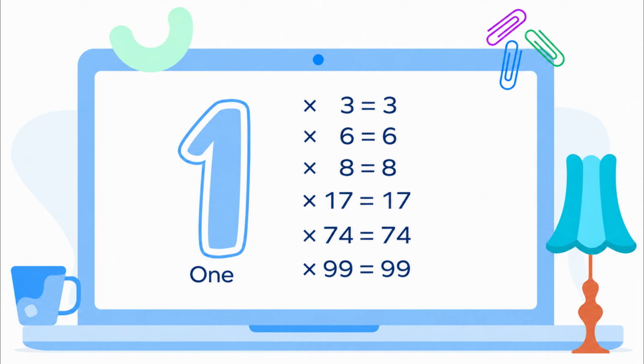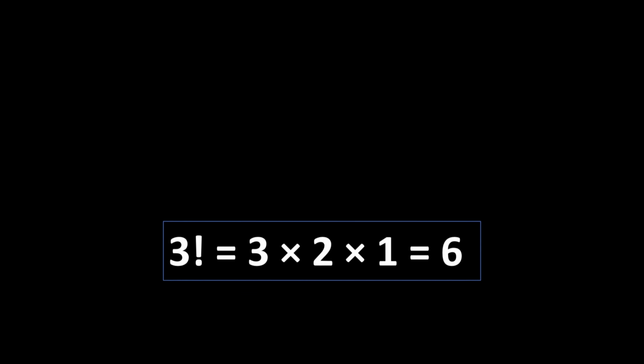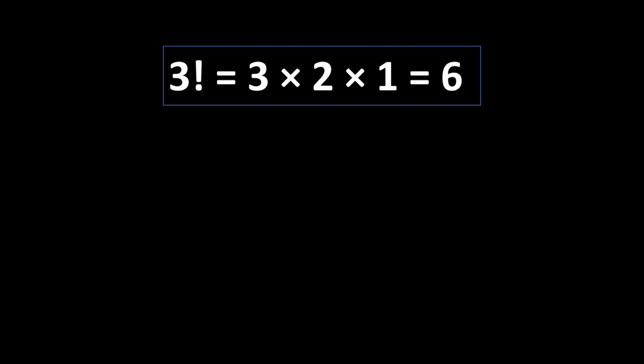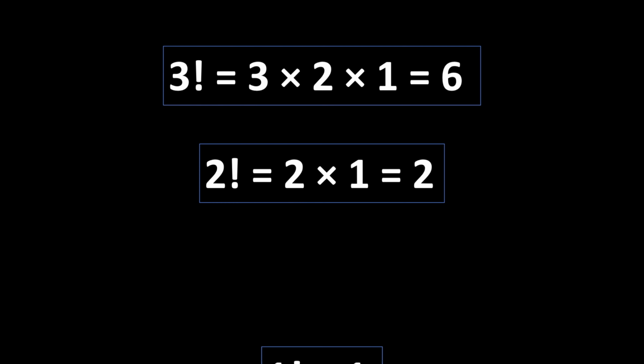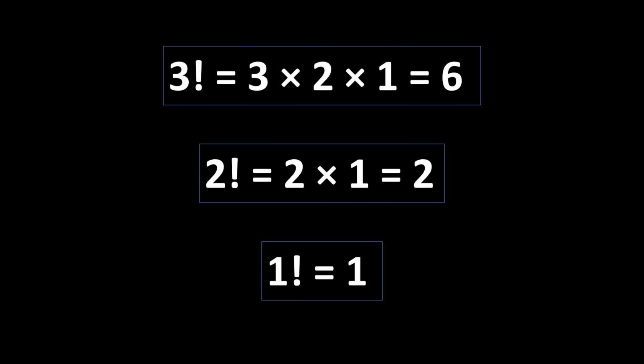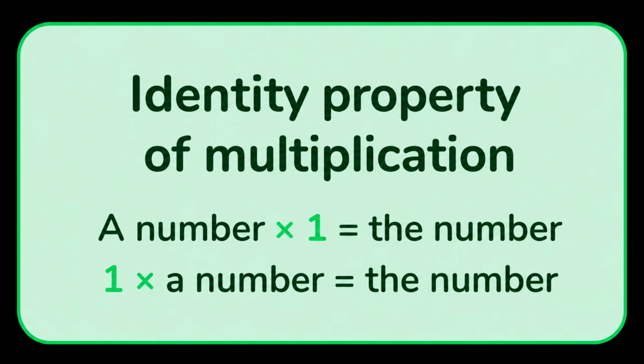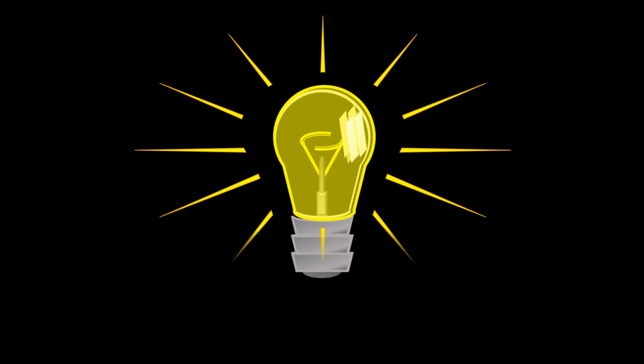Now think about factorials again. 3 factorial means multiplying 3 times 2 times 1. 2 factorial means multiplying 2 times 1. 1 factorial is simply 1. But what about 0 factorial? There are no numbers left to multiply. The multiplication machine has nothing to process. In mathematics, when there is an empty multiplication, the result is defined as the identity number of multiplication, which is 1. Still not convinced? Let's try a real-life example.